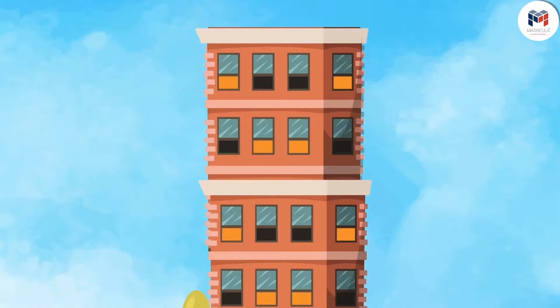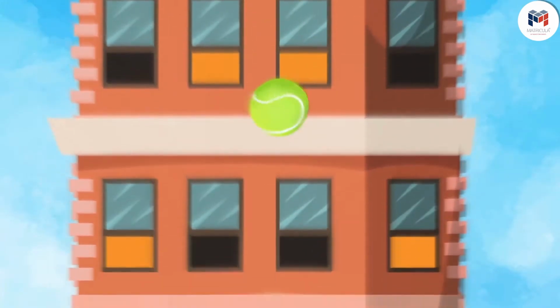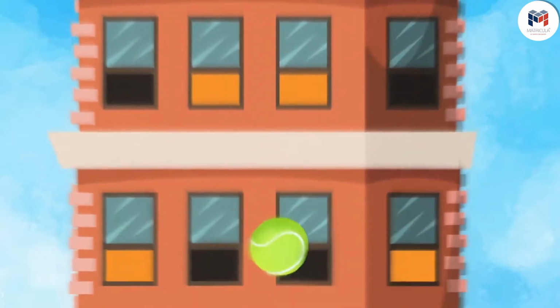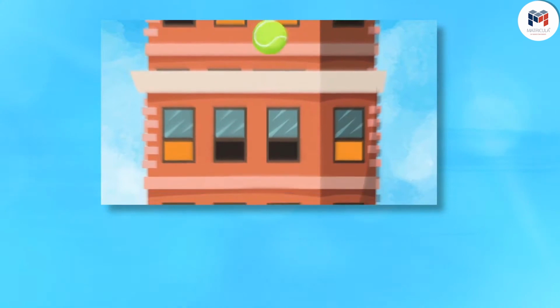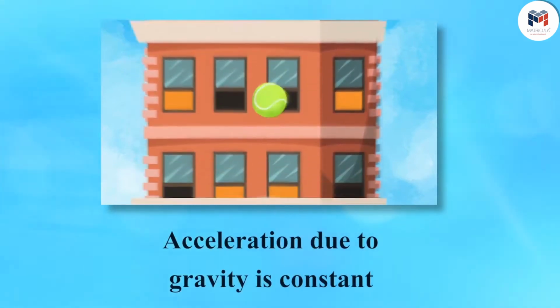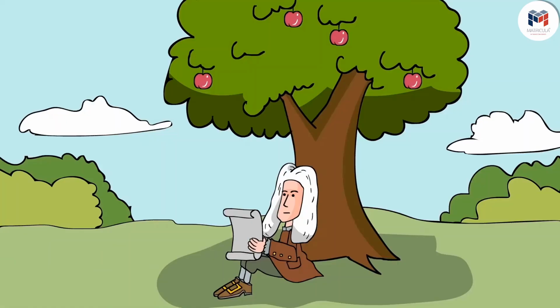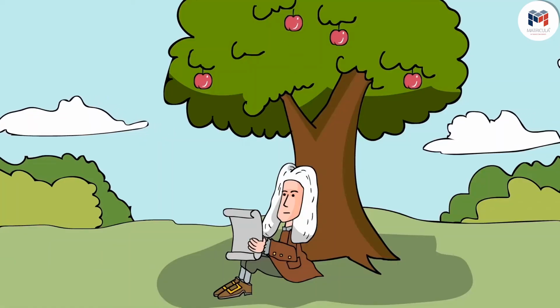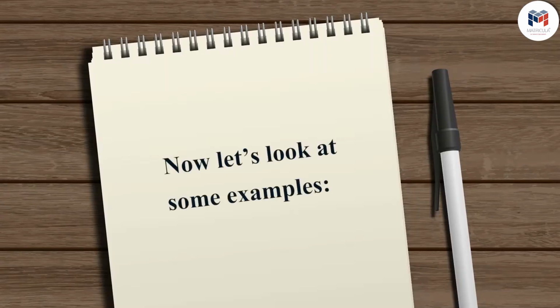Let's take another example. Take a ball to the roof of your house and release it. You will observe that the ball is in uniform accelerated motion. This is because the acceleration due to gravity is constant. You will learn about gravity in Chapter 10. Now let's look at some examples.